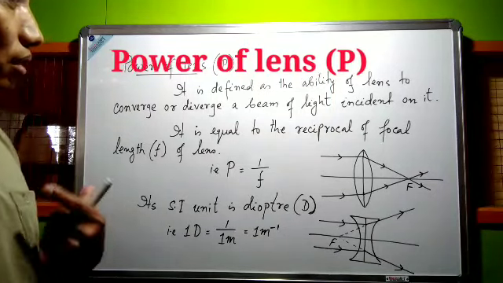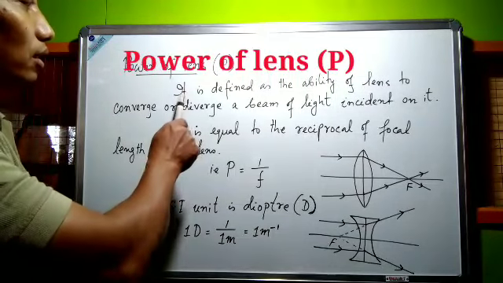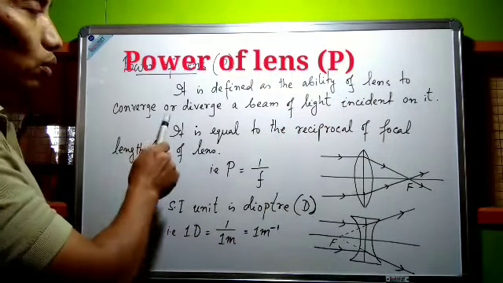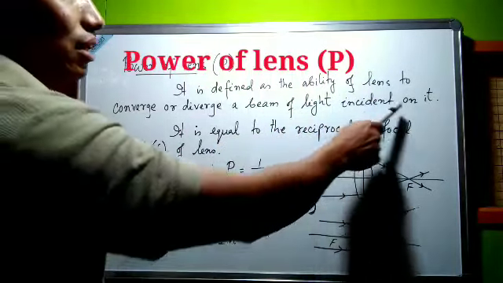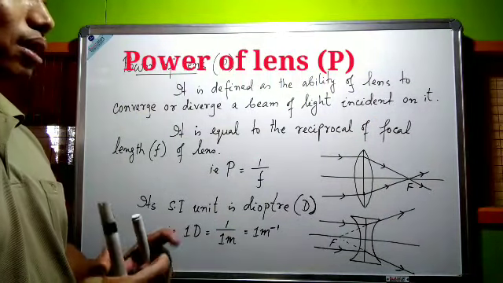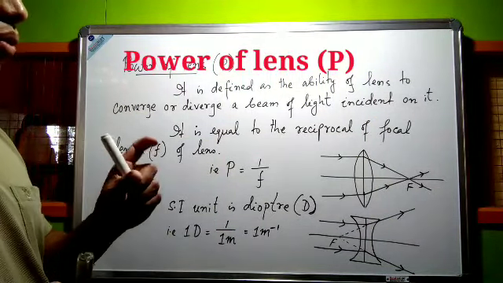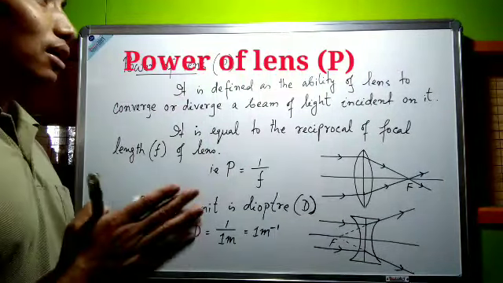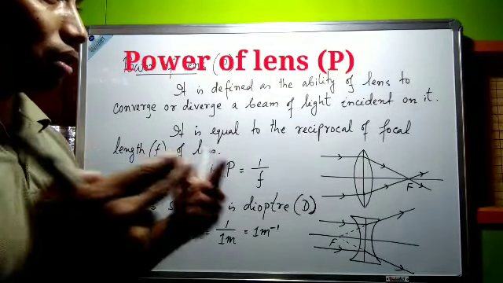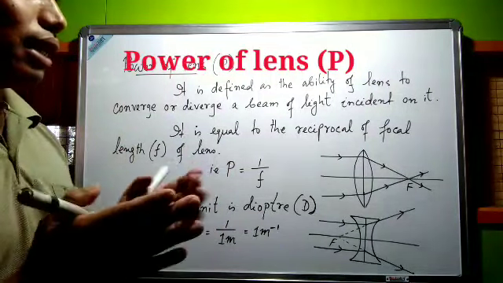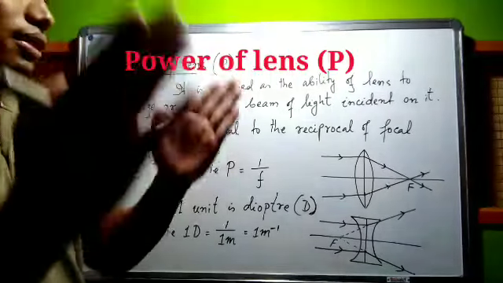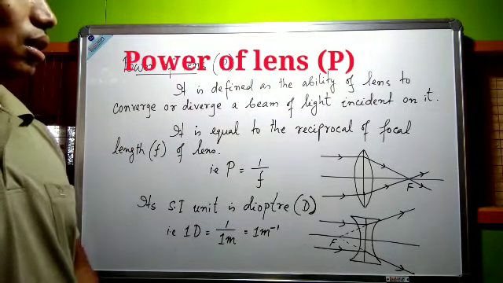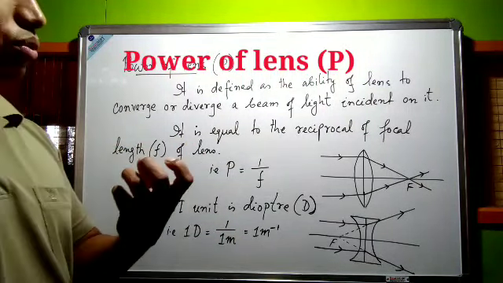Power of lens is defined as the ability of a lens to converge or diverge a beam of light incident on it. Whether the lens converges or diverges the light rays, it depends upon the nature of the lens. So power of lens tells how much the lens converges or diverges light.